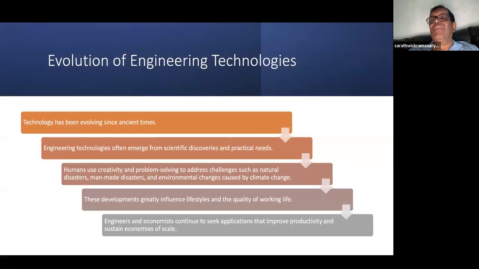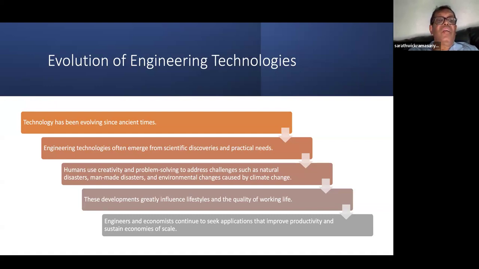Now, as I said, no one can say that today's technology is the best technology in the world, right? It is relatively better than yesterday's technology. That is why I am presenting this like a waterfall diagram. Technology has been evolving since ancient times. And engineering technologies often emerge from scientific discoveries and practical needs.